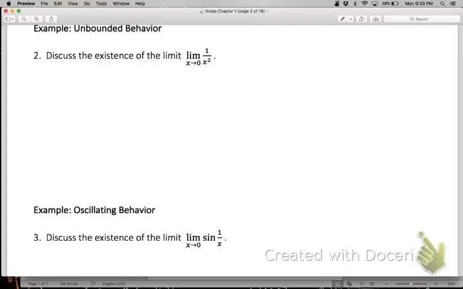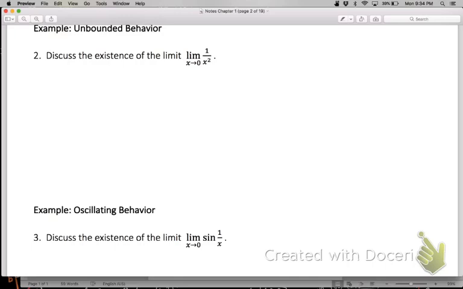Anytime you see that word discuss, I'm going to expect to see sentences in your response. That's asking you to describe and justify. So if you see discuss, that is a writing question, and I'm going to expect you to be writing, okay? A sentence or two just explaining what you know about the limit and what conclusions you can draw.